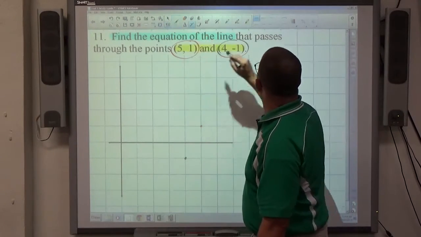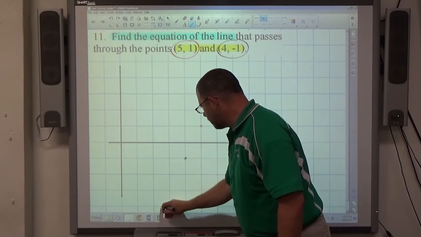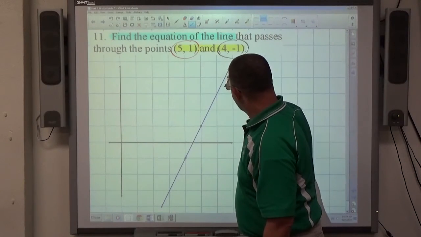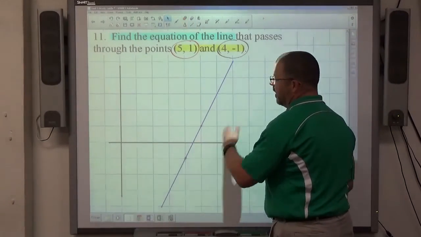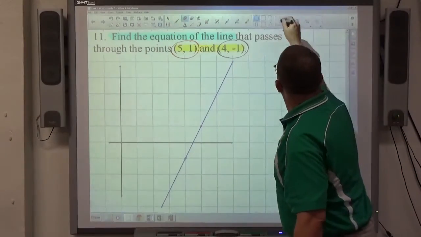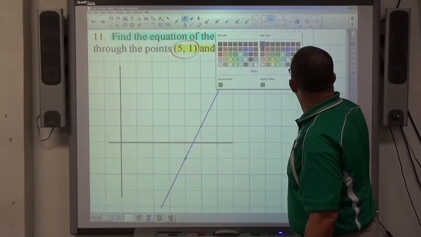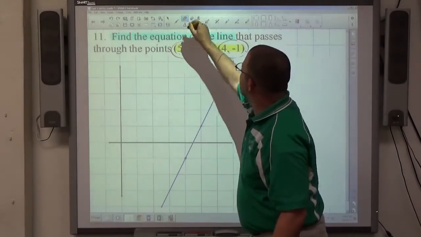My directions are to find the equation of the line. So what I'm trying to do here is find the equation of this line. Instead of finding a distance, the length of this segment, now it says find the equation of the line. To do this, I find slope by finding rise and run.